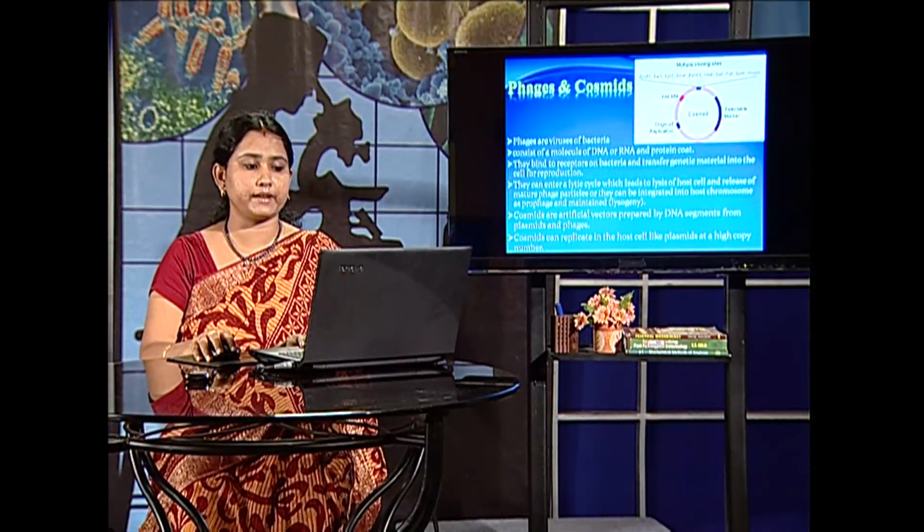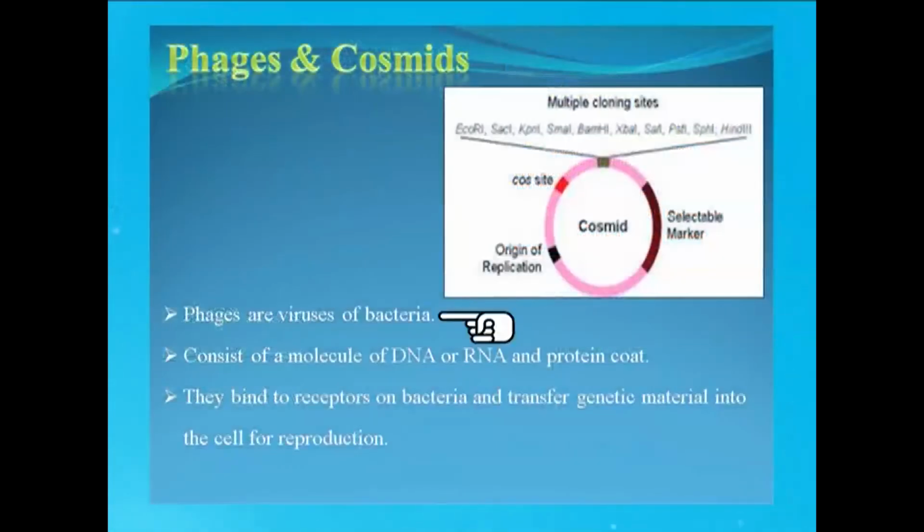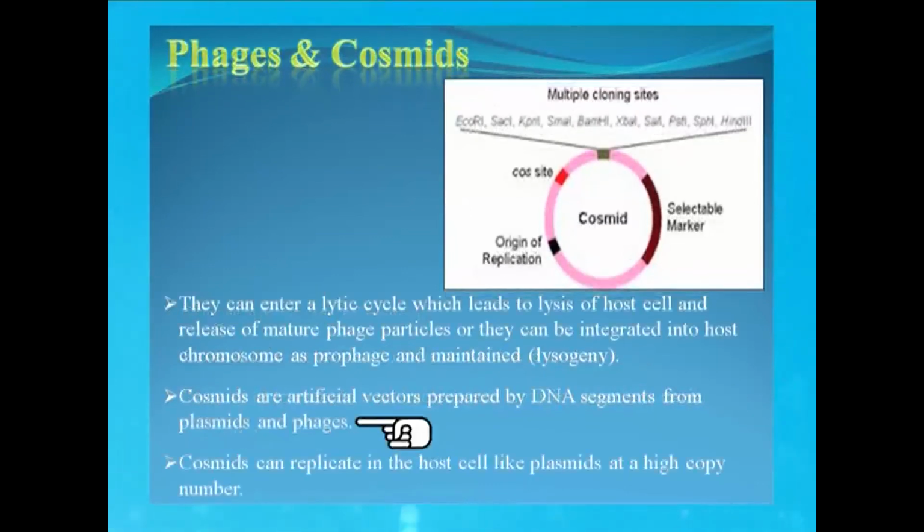Next we move on to phages and cosmids. Phages are actually viruses of bacteria consisting of a molecule of DNA or RNA and a protein coat. They bind to receptors on bacterial cell and transfer their genetic material inside the cell for reproduction. And cosmids are artificial vectors made up of plasmid and phages. Cosmids can replicate like plasmid because they have their own origin for replication at a high copy number.